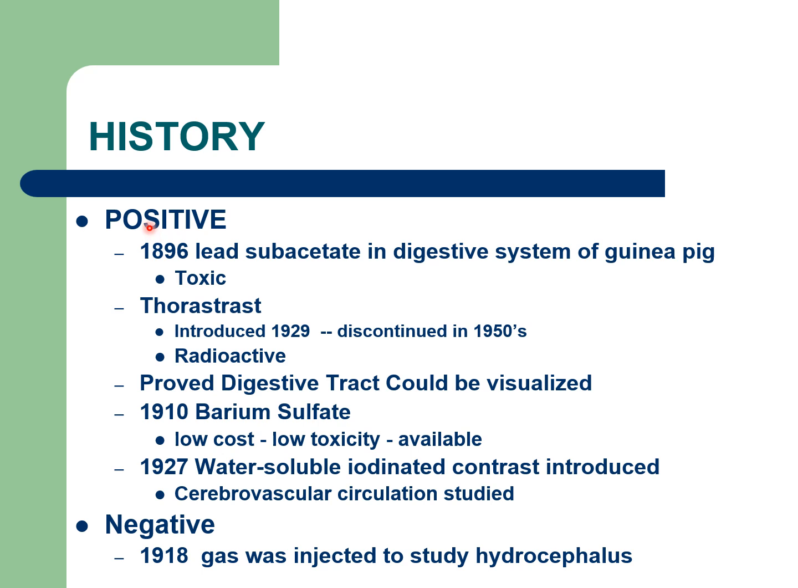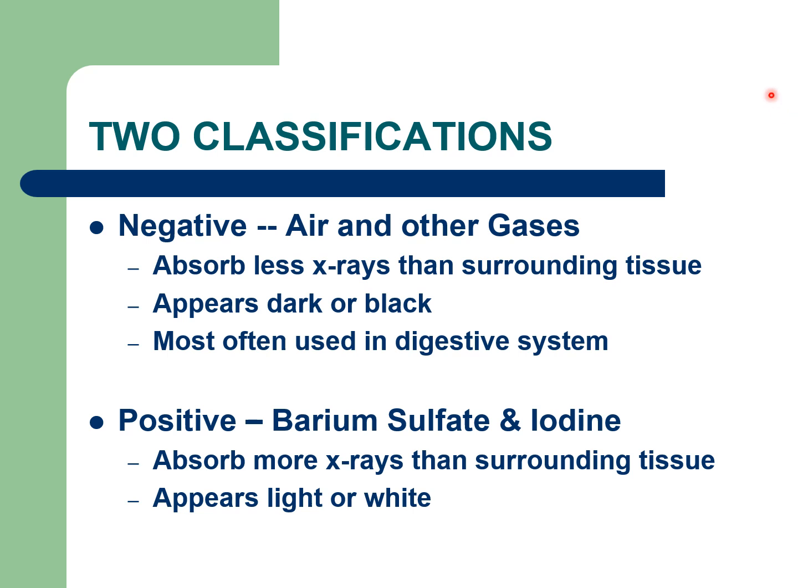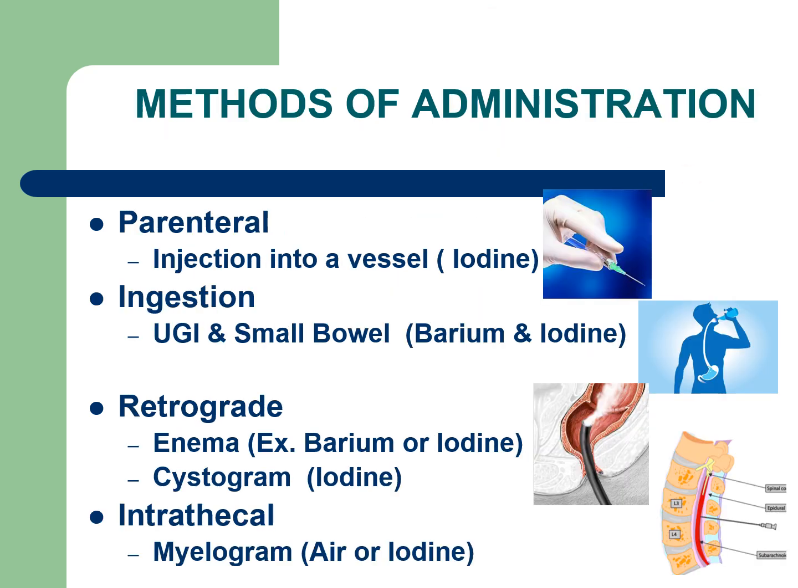A positive contrast agent, of which it's barium or iodine, will appear white. Those kind of things you know already. So the two basic classifications are negative, air and other gases, and the positive contrast agents are barium and iodine, and again, they absorb more X-rays than the surrounding tissue, hence they appear white or light.